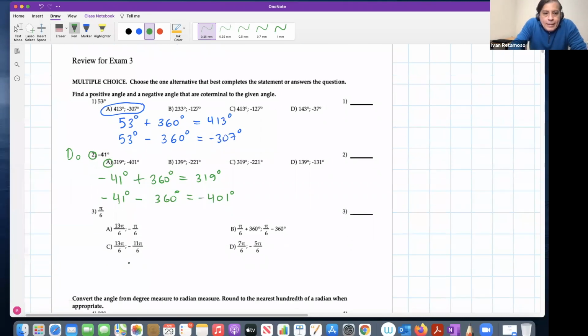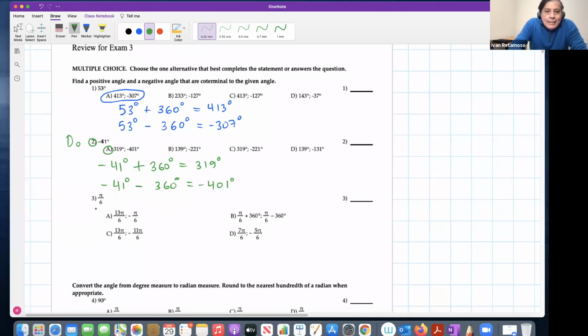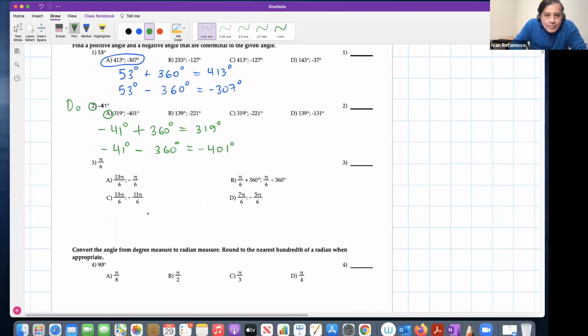Great. Now, they are asking you to do the same, but with this angle in radians. That shouldn't be a problem because, again, you should add 360, but we have to do it in radians. In radians, 360 degrees, a full revolution, is 2 pi radians. So add 2 pi to get the positive coterminal angle, and to get the negative coterminal angle, subtract 2 pi.